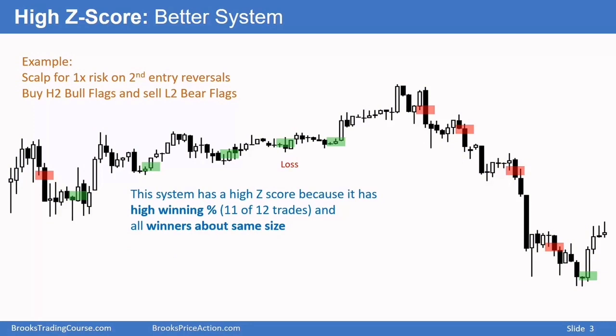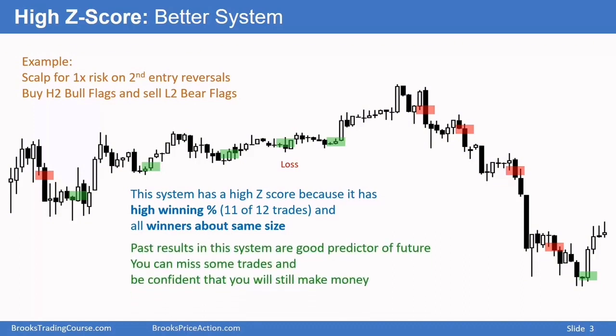Now, this system has a very high Z-score because it has a high winning percentage. 11 of the 12 trades on this chart are winners, and all the winners are about the same size. Both of those things indicate that you have a very consistent way of trading, and therefore a much better chance of making a profit going forward. The past results are a good predictor of what you'll expect to see in the future. In other words, what you're doing is good. You can miss some trades, but you're confident that you still can make money.